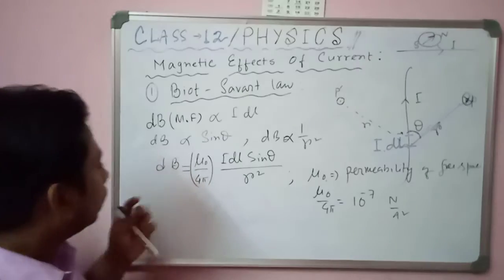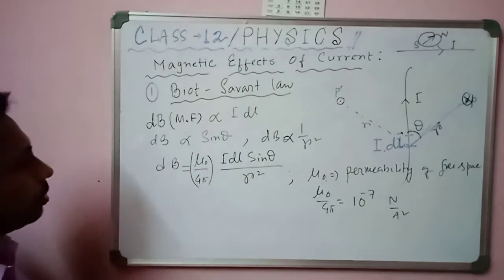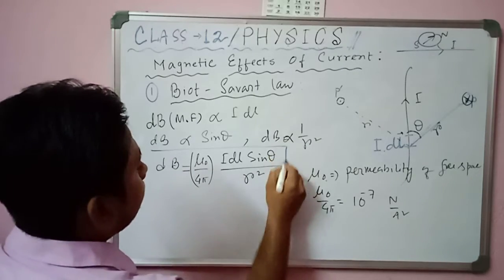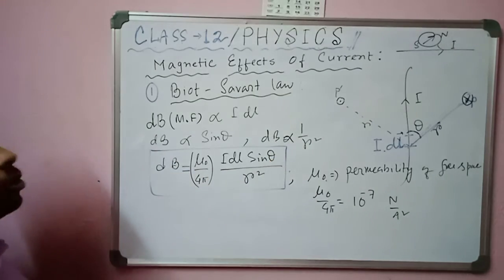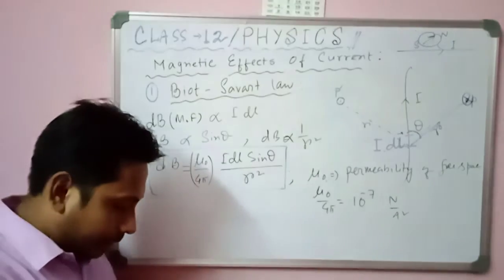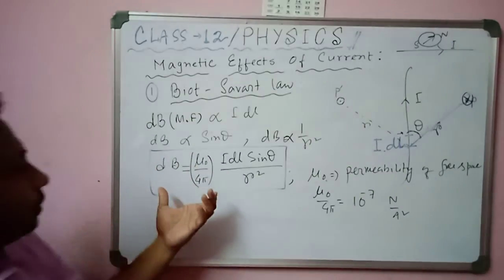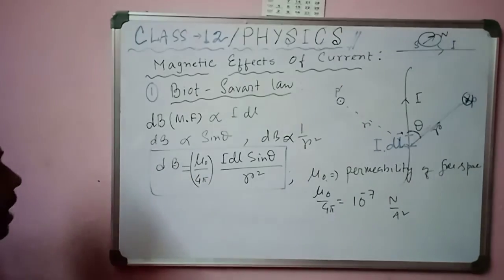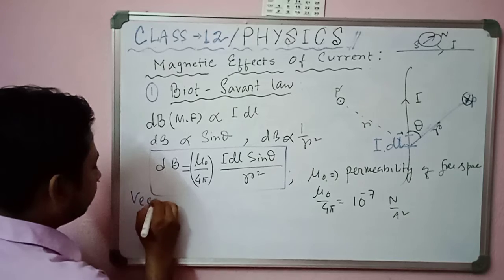Okay, student, now this is called the Biot-Savart law. Please say with me, dB equal to mu naught by 4 pi I dl sine theta by r square. Please write it all down. dB equal to this. Now you can write the vector form.